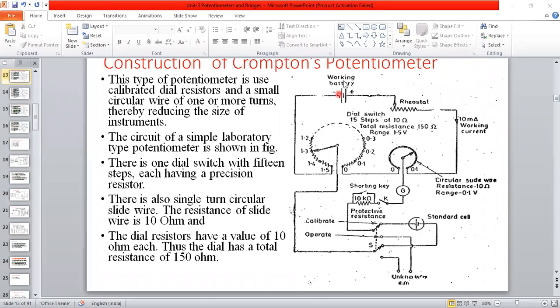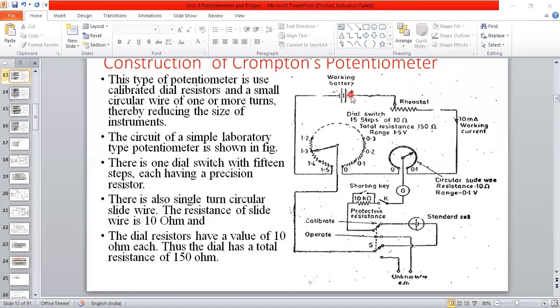So this is the working battery supply. The main supply we are giving from this battery here. And this rheostat is there. By varying this rheostat, we can set the current that flows into the slide wire. That working current we suppose is 10 milliampere, set by varying the rheostat value.